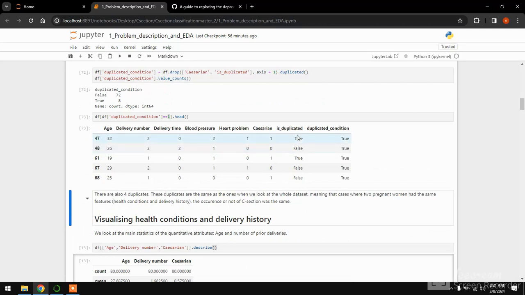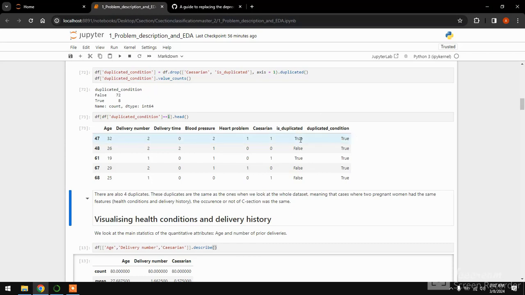Alright, so as you can see, we are now printing another section of the source code. We need to identify these 4 duplicate values, and also determine whether the outcome was also duplicated.